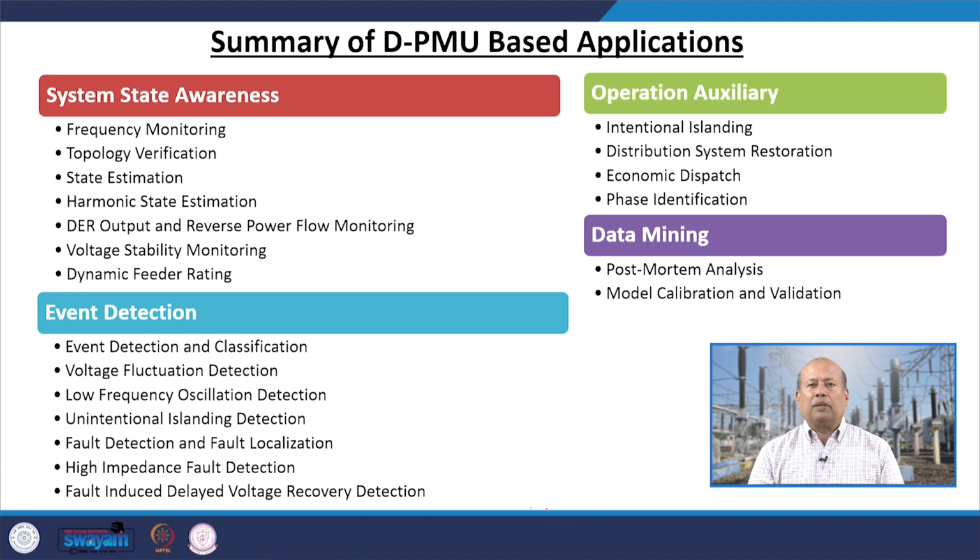Even if you look into the operation auxiliary side, intentional islanding can be detected, distribution system restoration is possible, economic dispatch is possible, phase identification, and finally, the data mining, that is post-mortem analysis, model calibration and validation. All those dozens of applications can easily be enhanced using D-PMU.